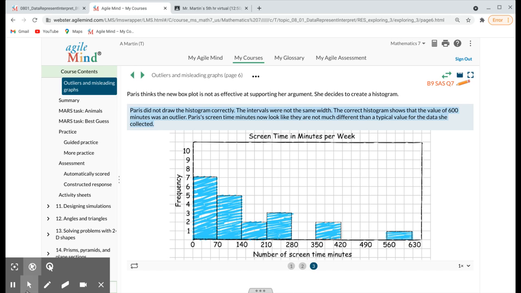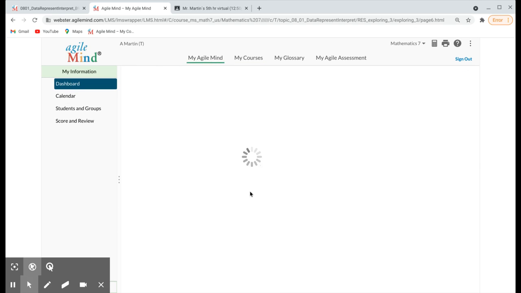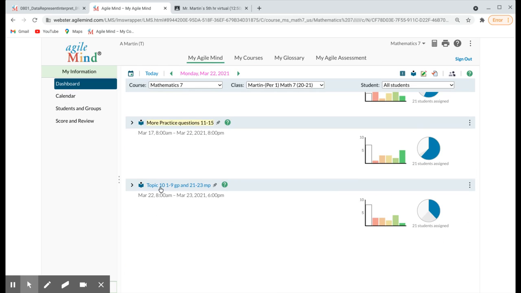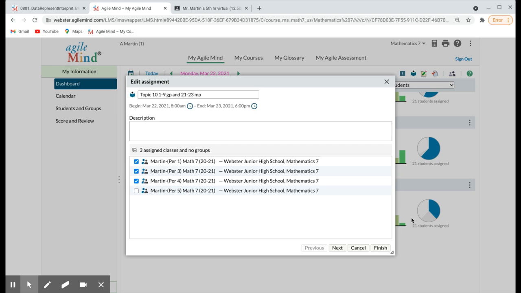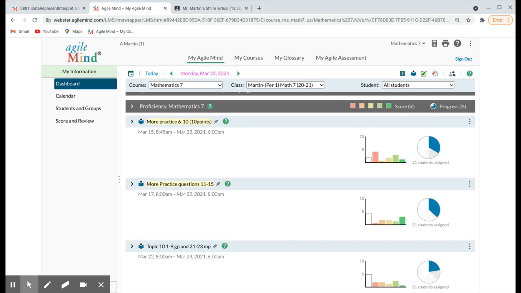So what I want you to do at this time is go to your Agile Mind, and click on the topic 10, 1 through 9 guided practice and questions 21 through 23 more practice questions. And I want you to spend the remainder of class doing that. If you're not in class with us right now, you need to get this done. And if you're in someone else's class, if you want to practice, in case you got a test coming up like we do in the next couple days, go ahead and do that.